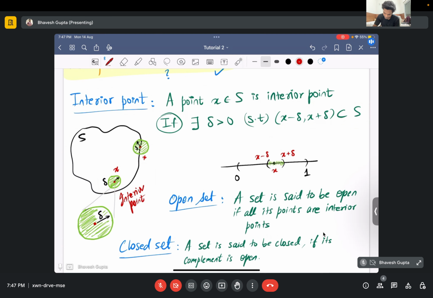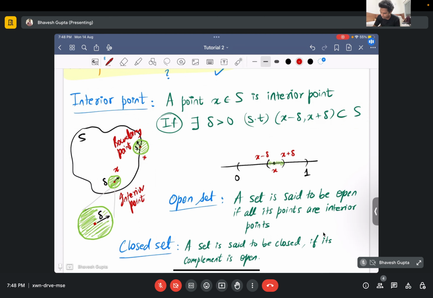This is a boundary point because at the boundary, no matter how small or big an interval you select, no matter how big or small a neighborhood you choose, you can never have this whole neighborhood inside the set S.